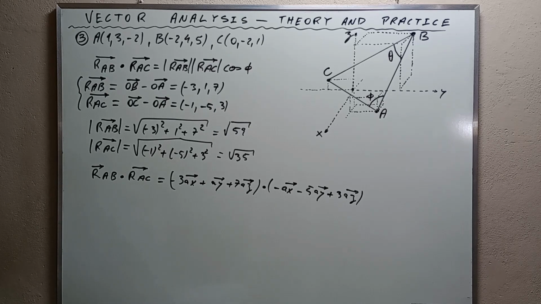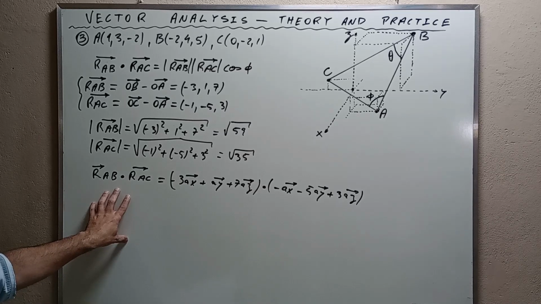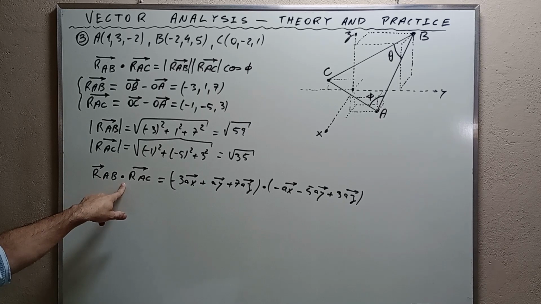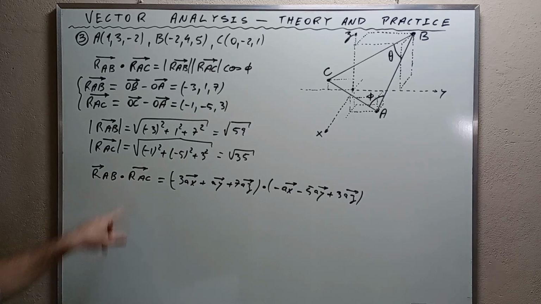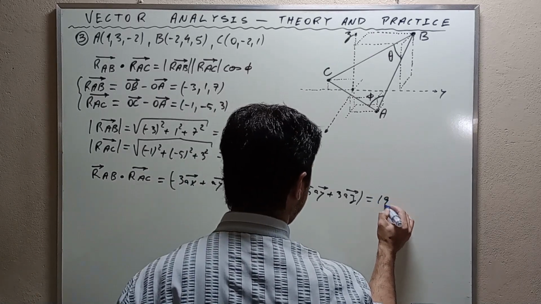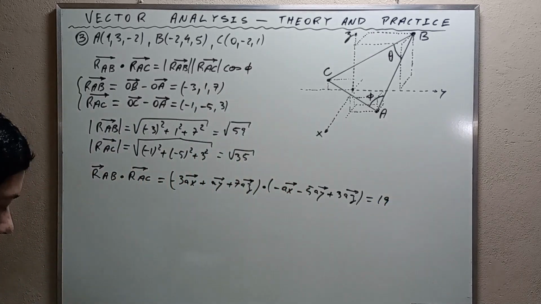We saw this in our theory video. Both the dot and the cross products are products. They are multiplications. The difference is that the result of a dot product is a number, while the result of the cross product is a vector. And if we compute this, we find 19.